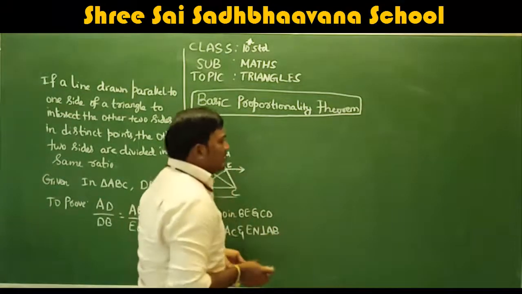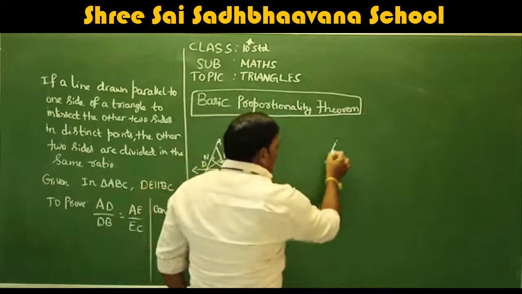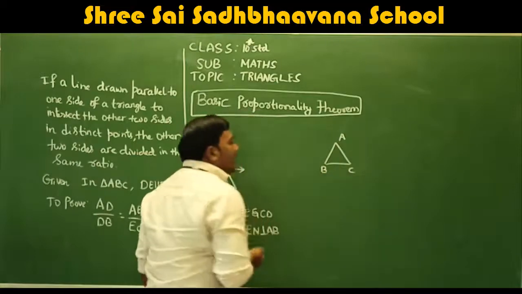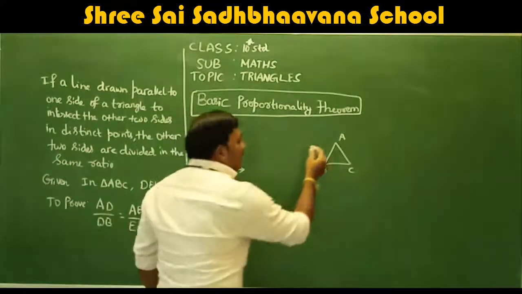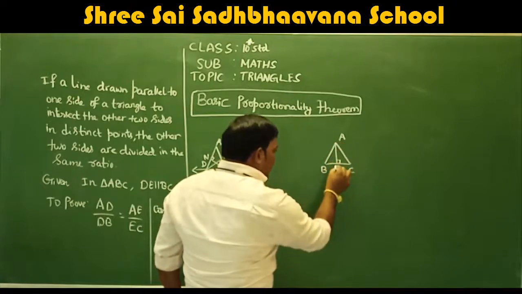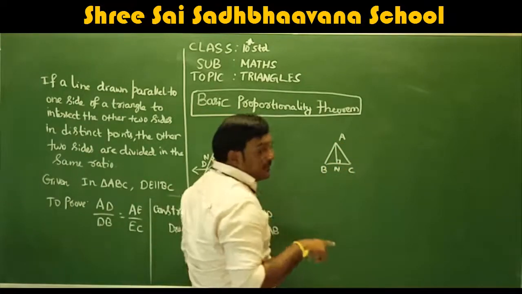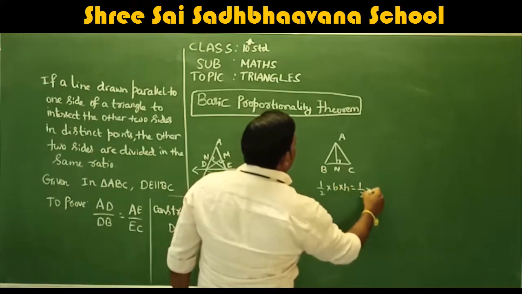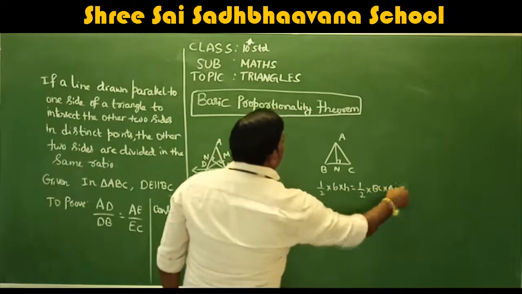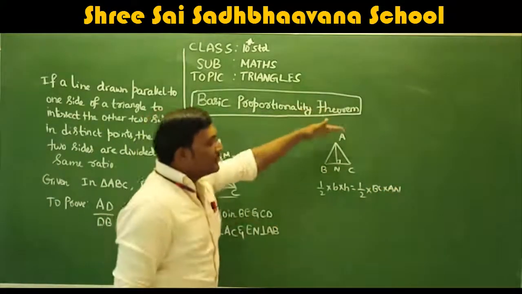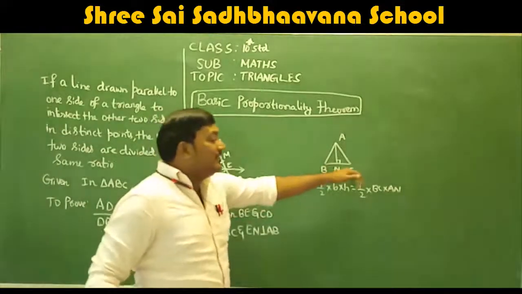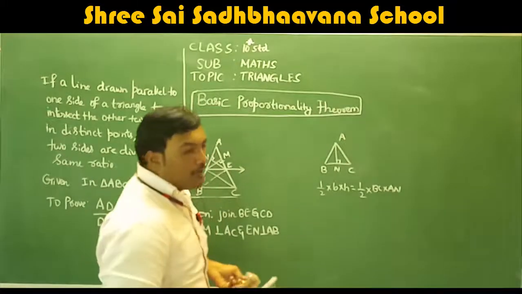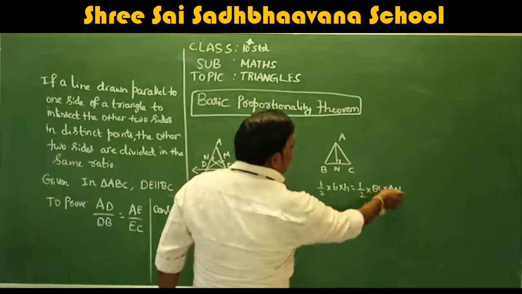First one: how do you find the area of a triangle? Imagine the triangle ABC. How do you find the area of triangle ABC? As we know, area of a triangle is half into base into height. Let me write AN as a perpendicular. So half into base into height gives half into BC into AN. To find the area of triangle ABC, for the base BC, I drew one perpendicular AN. According to the formula, it is half into BC into AN.